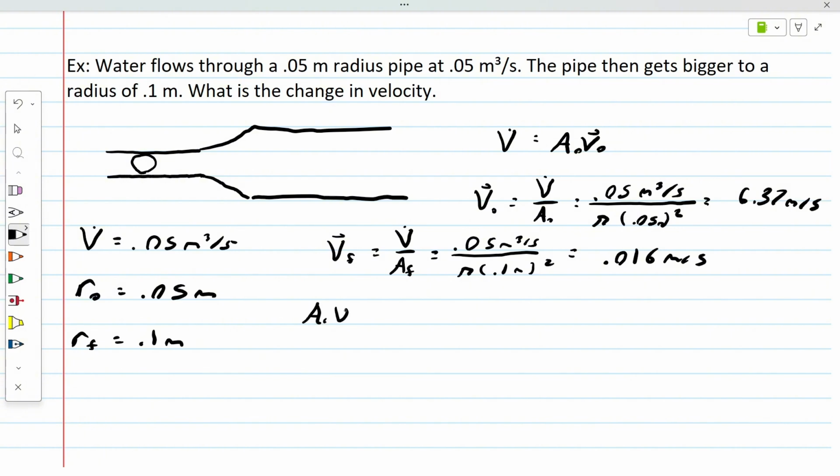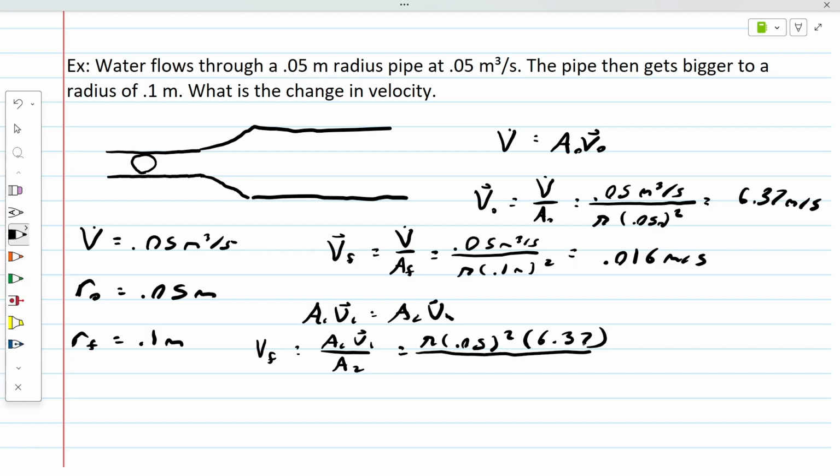If we do it the other way, we also know that area 1 velocity 1 equals area 2 velocity 2, so we could have found this velocity final by doing area 1 velocity 1 over area 2. We would have pi times the initial radius, 0.05, squared, times the velocity of 6.37, which we found, over 0.1 radius squared times pi. The pi's cancel, and if we plug it in, we also get 0.016 meters per second. So we could do it using this equation or using this constant flow rate.